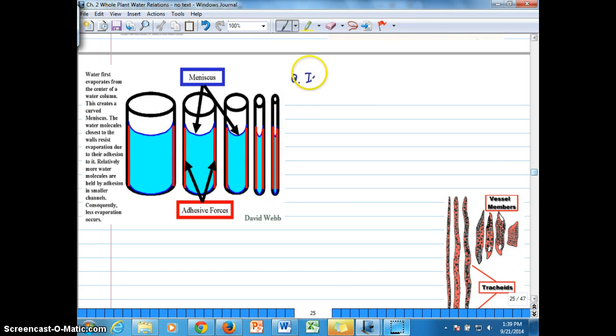So is the water column pulled up? And being pulled up is where negative pressure comes in. Negative pressure is pulling, positive pressure is pushing. Negative pressure is like suction. So negative pressure develops in leaves, which is how water gets pulled up.